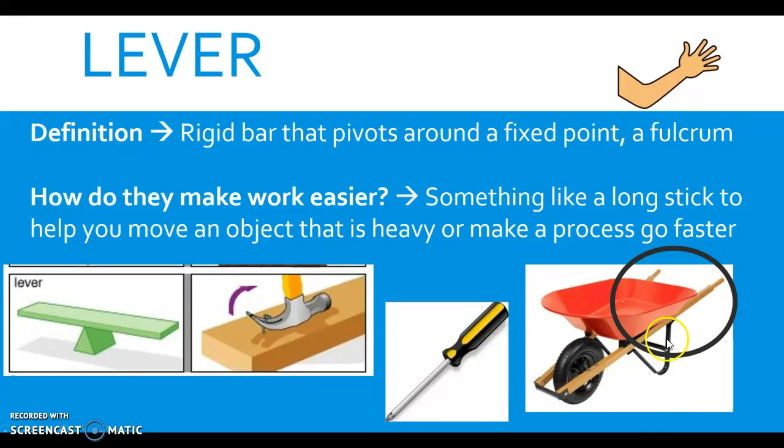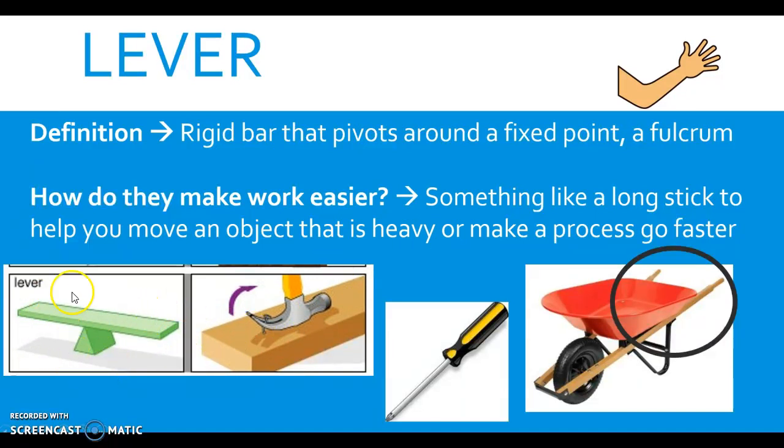We lift this wooden lever up so we can lift this heavy load, maybe dirt, concrete, whatever it might be, in the wheelbarrow. And we have a wheel and axle helping us with that as well. A screwdriver helps us screw a screw into the wood a lot easier than if we just had our hands. A hammer is another example. It helps us pull that nail out.